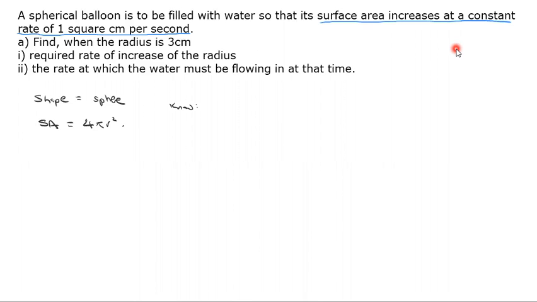dSA dt. I'll call it SA because I've already done SA on the left. But yeah, the unit of the surface area with respect to time is positive 1 square centimeter per second. Very good. So dSA dt is positive 1, with the implied unit of square centimeters per second. Part 1 asks us to find when r equals 3. So we already know when r equals 3. Find what?